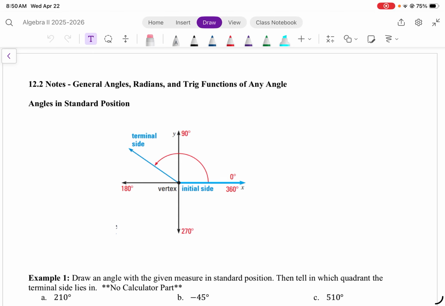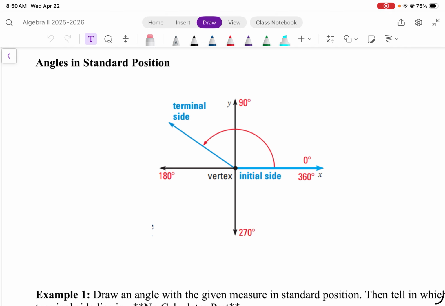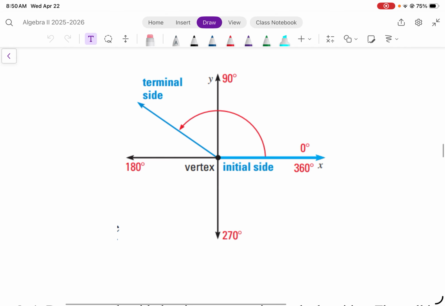For section 12.2, we're going to go over general angles, we're going to talk about radians, and then trig functions of any angle. So to start off, we are going to talk about angles in standard position. This is an example of what it looks like when we have an angle in standard position.